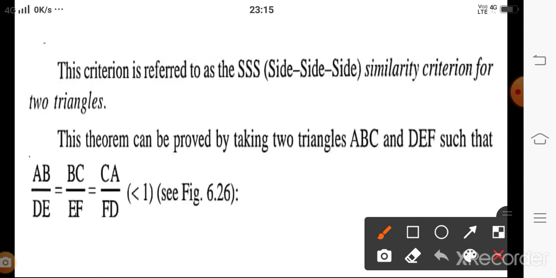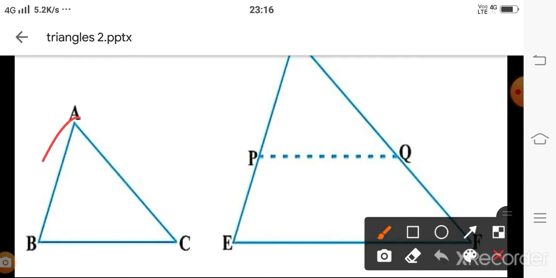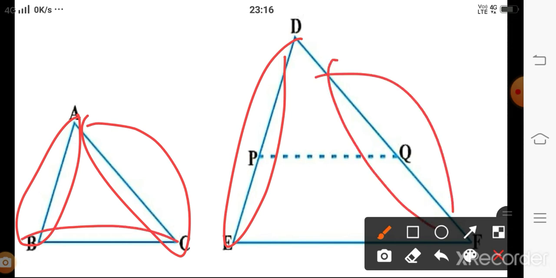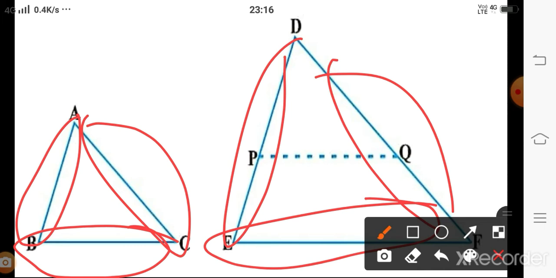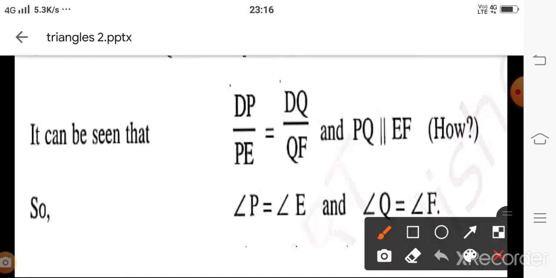This criterion is referred to as the SSS criterion, the similarity criteria. Given: the sides are proportional. If you are taking the triangles ABC and DEF, then the corresponding sides are AB to DE, AC to DF, and BC to EF, and these sides are proportional. This is given to you, and what we have to show is that the angles are equal.